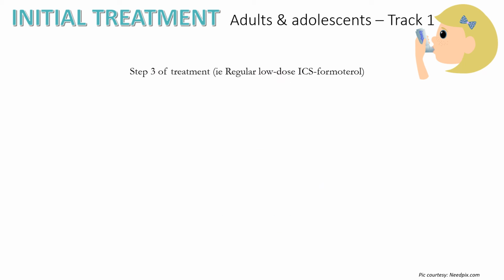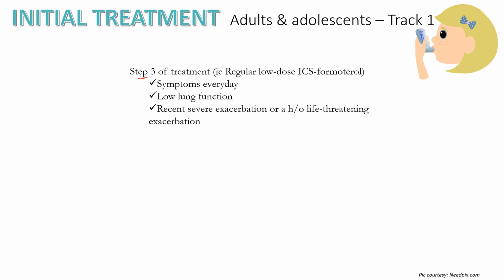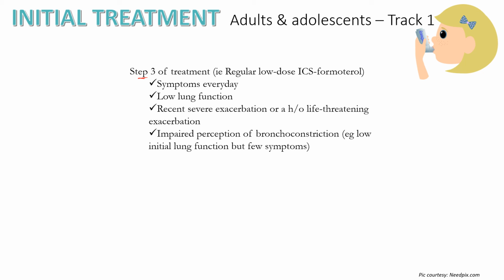So when are we going to start the patient on regular low dose inhaled corticosteroid and formoterol? That is, when are we going to start the patient on step 3? When the patient is having symptoms almost every day, he has low lung function, he has a recent severe exacerbation or a history of life-threatening exacerbation, he has impaired perception of bronchoconstriction.